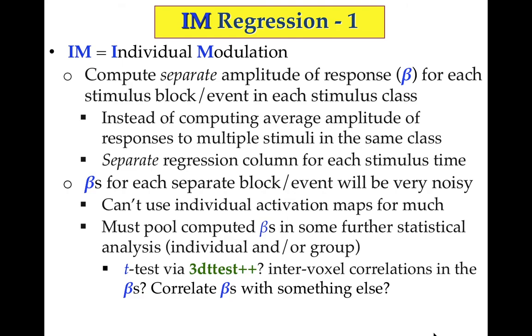If you're doing voxel-wise analysis, you could do this with t-tests in 3dttest++. You could do intervoxel correlations in the betas. You could correlate the betas with something else. You could also use these for pattern analysis in the brain, things like that. This is where you have to have imagination.